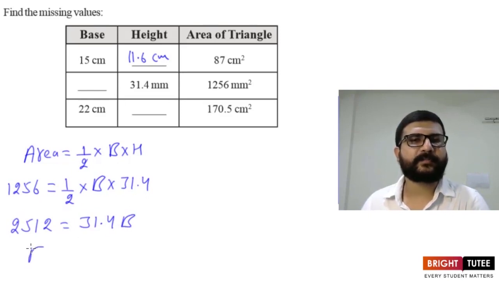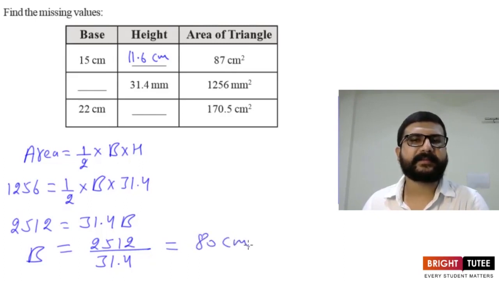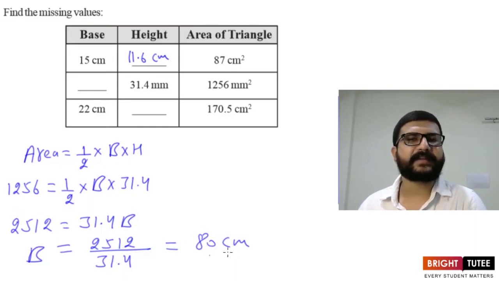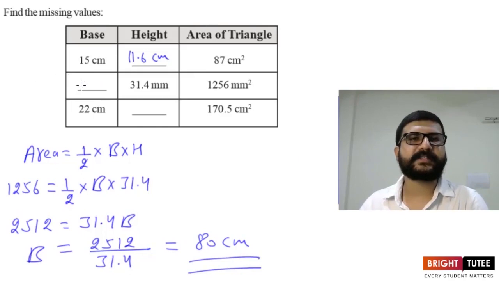Now to get the value of b from here, let's transpose this 31.4 on the left side. So this will give us b is equal to 2512 divided by 31.4. Now by simplifying this, we will get 80 centimeters. We know how to divide two numbers. By dividing, we will get 80 centimeters. So therefore, for this question, base is equal to 80 centimeters.